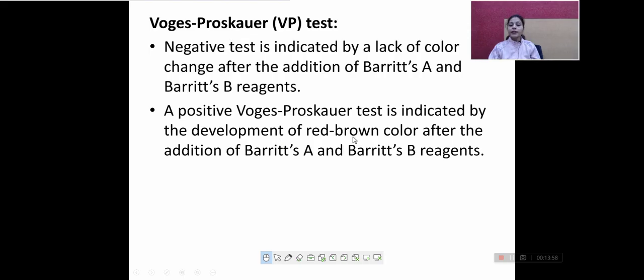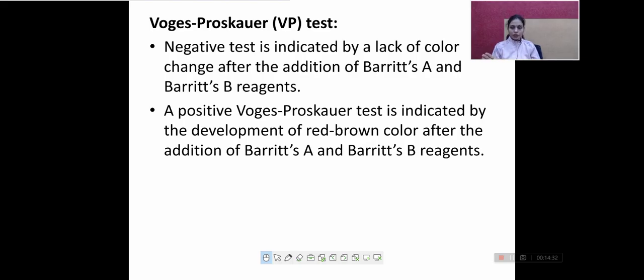See, in the indole test and in the methyl red test, in both tests, after the addition of Kovac's and methyl red reagent, there is production of red color, right? There is production of red color at the top of the test tube. But in the VP test, there is production of red-brown color at the top after the addition of Barritt's A and Barritt's B reagent. Clear?